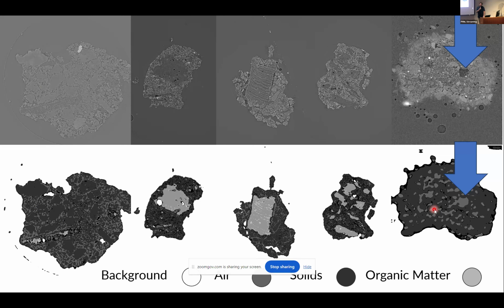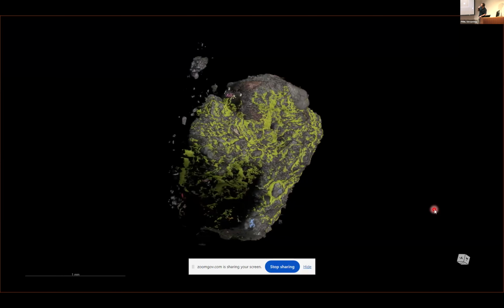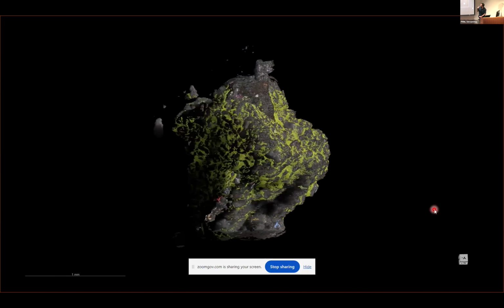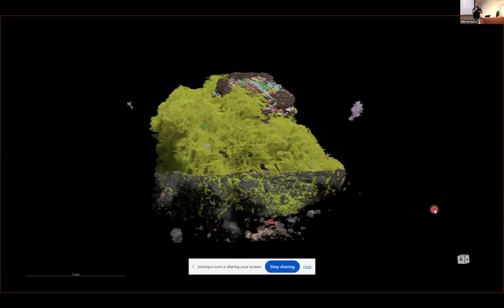But this, for a model trained on 3 aggregates, we were surprised. I was surprised at how well this did. This is the result of the model on one of those aggregates. So in gray will be mineral solids, in brown is organic matter, and then pores that are connected are the same color, and pores that are disconnected are different colors.